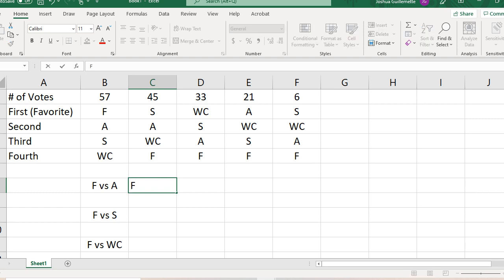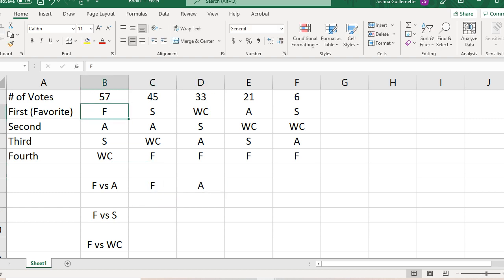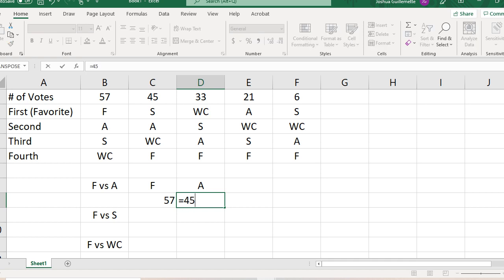Alright, so we have Flash versus Arrow. Flash is earning 57 votes over Arrow, right? So Flash is higher than Arrow. So Flash is going to win 57 votes. So I'm going to put equals 57 right here. Okay, now, here, Arrow is actually winning over Flash, and so Arrow is going to earn 45 votes. So we have equals 45.